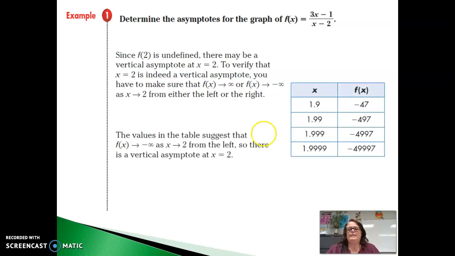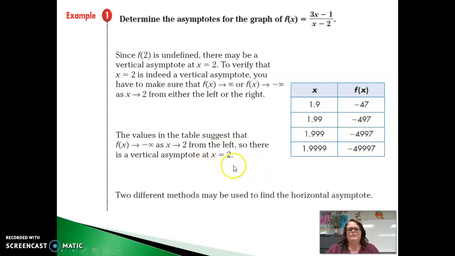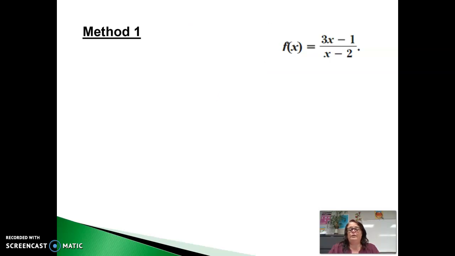So what they did was they checked what's happening as we're approaching 2 from the left. Do you see that it's getting really, really small, or approaching negative infinity? So what that looks like is we do have a vertical asymptote. The quicker way to do it without doing this table, though, is if it doesn't cancel with the numerator, then it's a vertical asymptote. There's two different methods for finding a horizontal asymptote. One of them is in the book, so I'm going to walk you through it, but this is not one that I will use often because method number 2 is a lot easier.